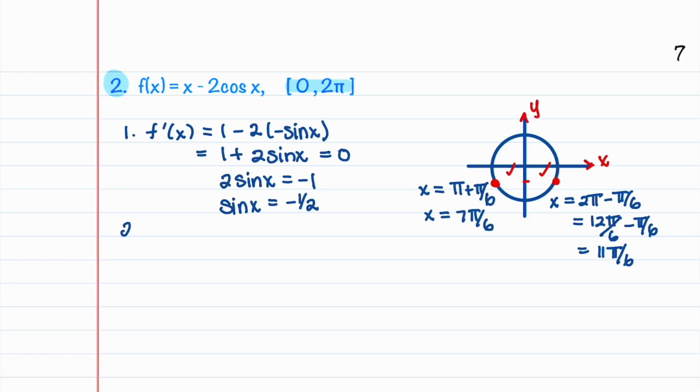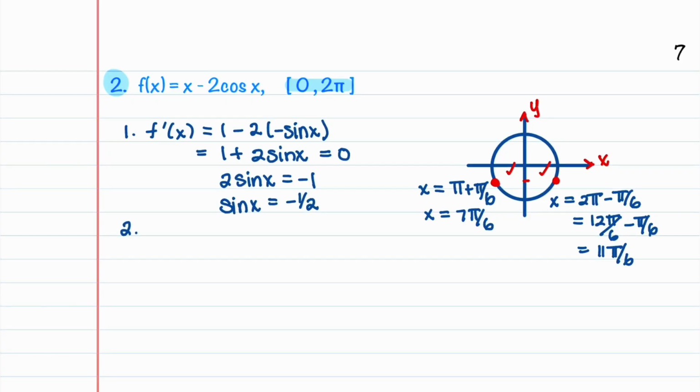Our second step is to check if these two values, this one and this one, are within our interval from 0 to 2 pi. Well, we picked them so that they were, so we actually don't have to do anything for this step. So let's just put that this step is done. So our critical numbers are 7 pi over 6 and 11 pi over 6.